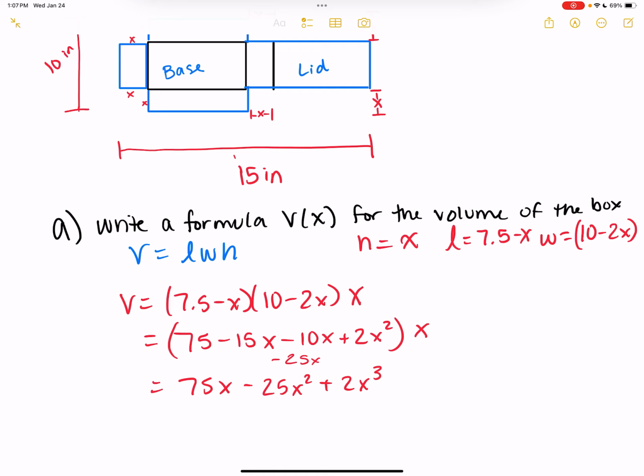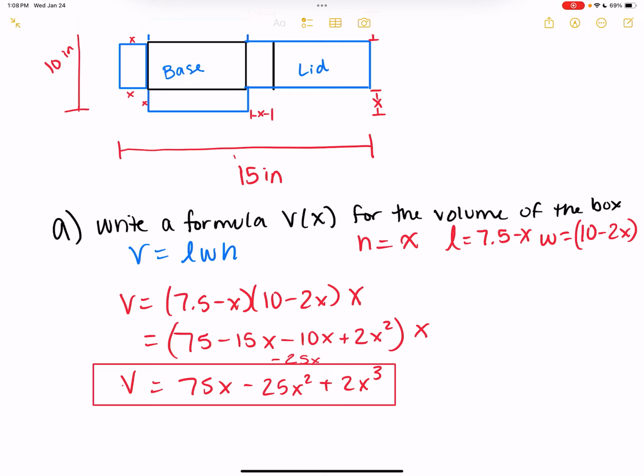Tracking? Cool. Makes sense. We're good with the basic algebra. Okay, cool. So this is part A. Now, use a graphical method to find the maximum volume and the value of x that gives it.